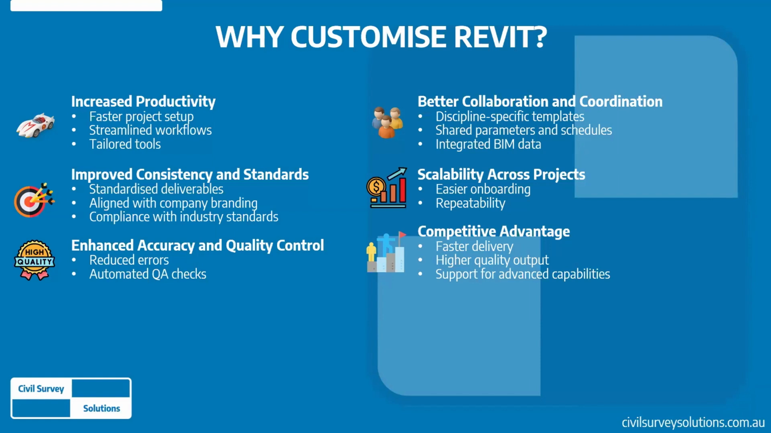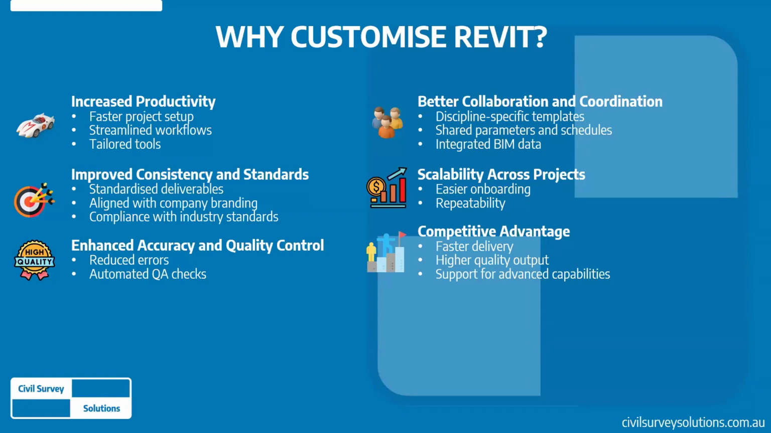Thirdly, you get enhanced accuracy and quality control. So by embedding your design rules, your QA processes, and even compliance checks inside your Revit environment, that can either be through Dynamo scripts or some custom parameters, you can catch those errors very early on, you can reduce your clashes, and overall you can just improve that design reliability.